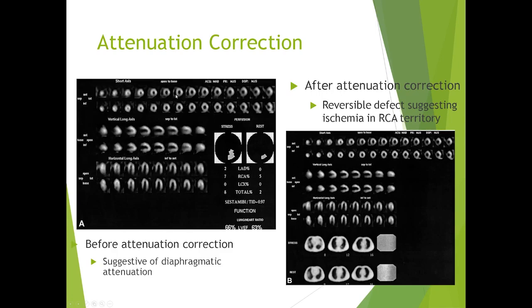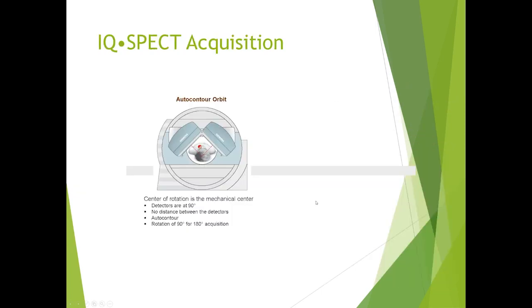Here's another case where you see another inferior wall defect, and it seems to be even reversible, but there's a slight defect on the rest side, more so on the stress portion. But when the attenuation correction is done in this case, the rest part completely corrects, but the stress part does not. So that does indicate that in fact there is hidden ischemia underneath this diaphragmatic attenuation. So both coexist together, and ordinarily this might not have been called had it not been for the attenuation correction showing the evidence of ischemia.